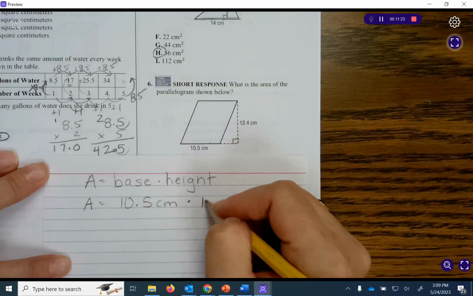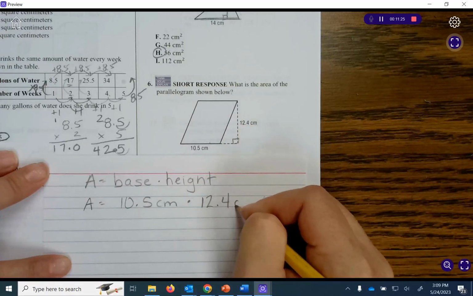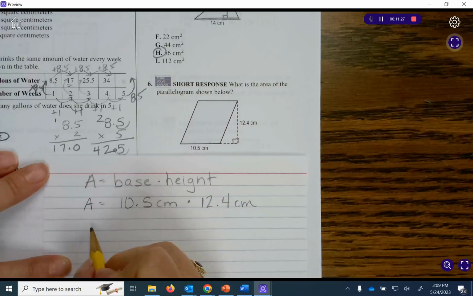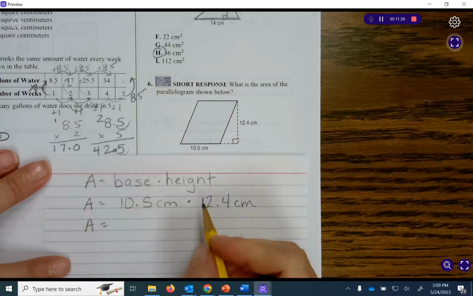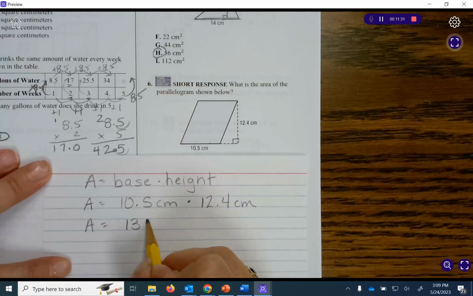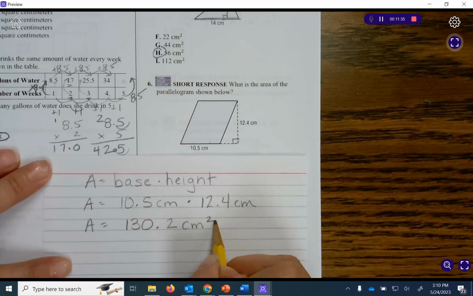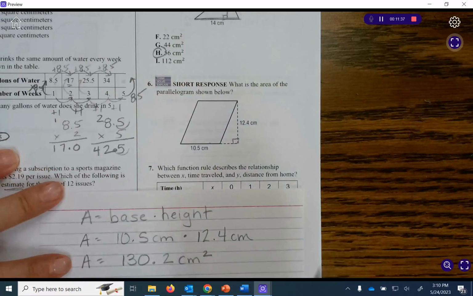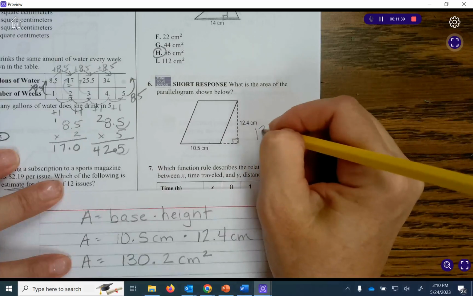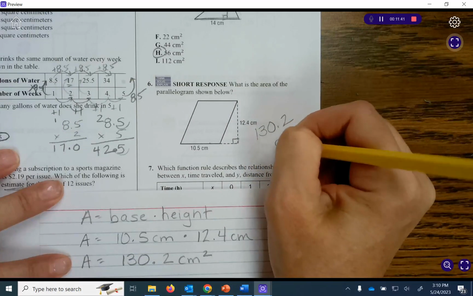So it is 12.4 centimeters. If you multiply them together, and you can use a calculator if you wish, you get 130.2 centimeters squared. And that also is an answer that you have to write down, not multiple choice.